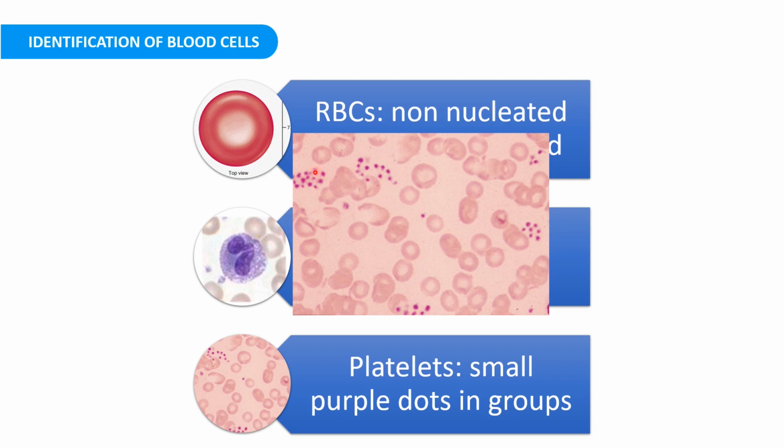So purple dots, very small, 1 to 2 microns in size, and in groups are the platelets, and 7 micron size circular red circles are the RBCs. So RBCs and platelets are out of question. Now let's move to the WBCs. How to identify various types of WBCs.